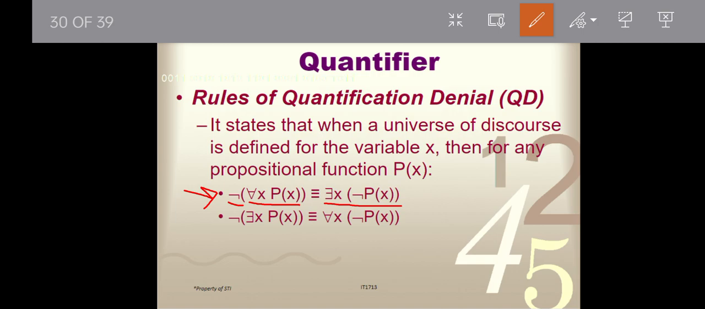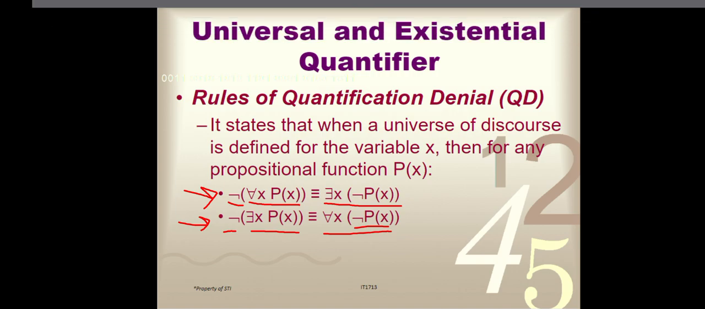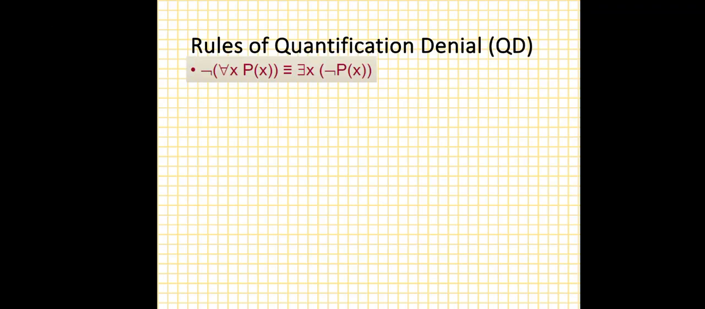Why are they equivalent? And also, the second rule of negating our quantification is that, for example here, we have the existential quantification, and then we negate that one, it is equivalent to for all x, the negation of P of x. So, that is simple, no? So, let's have an example. First, let's talk about our first rule. Here, we have the universal quantification, for all x, P of x, and then we negate that one.